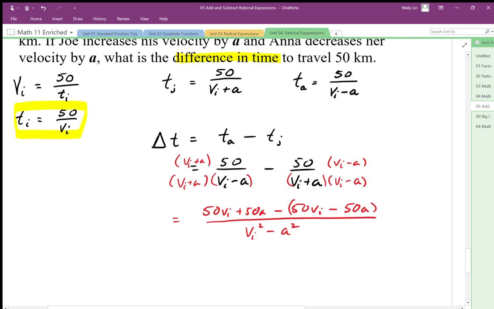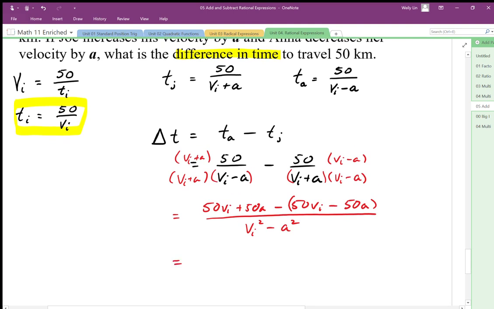You can leave it in factored form if you like. The v initials cancel out, so I end up with 100a. We're going to cancel those out, and do 50 minus negative 50, which is plus 50. So it's going to be 100a over v initial squared minus the difference, the increase and decrease, squared.